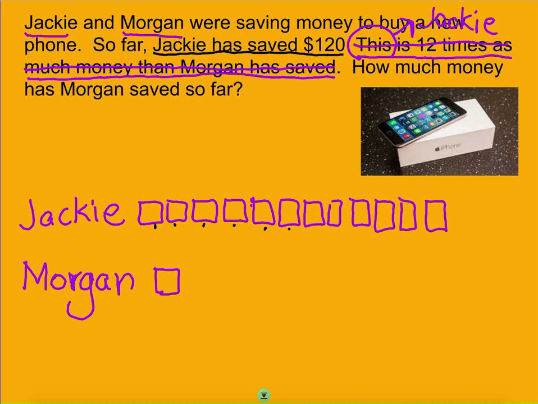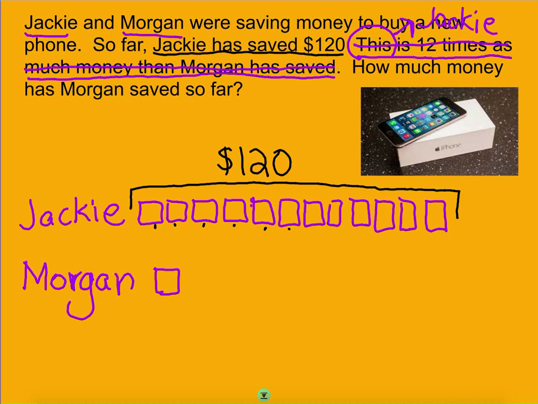To show that Jackie has saved $120, we're going to use a bracket. And let me show you what that looks like. This bracket shows me Jackie has saved a total of $120. Okay, so we're showing Jackie's total as a bracket that encloses all of her boxes. So that's very different than putting 120 in each box.